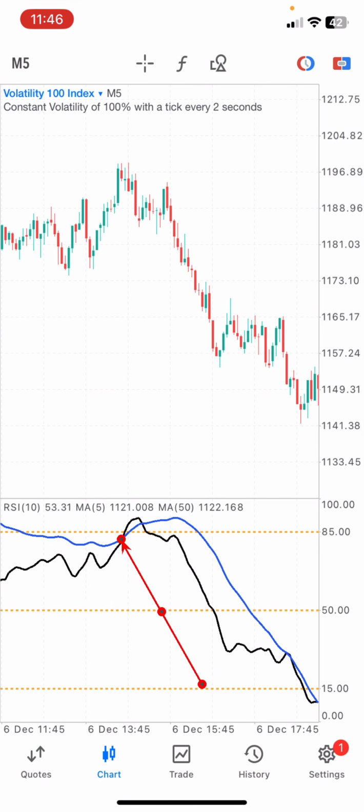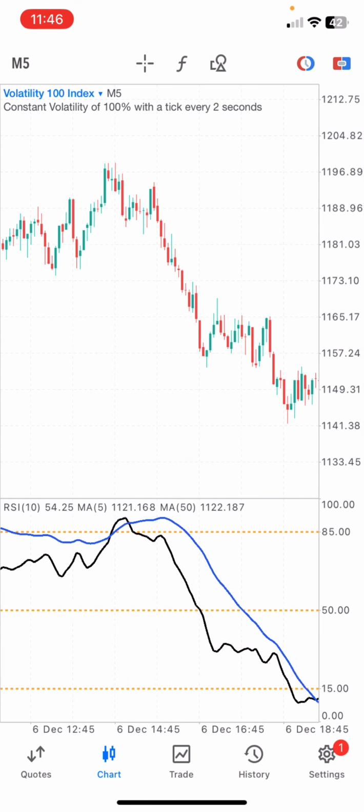You can see when the moving average line is outside the 85 levels, it crosses up outside the 85 levels as well. We wait for the moving average to move inside the 85 levels a little bit, and we enter our trades. As simple as that, guys.